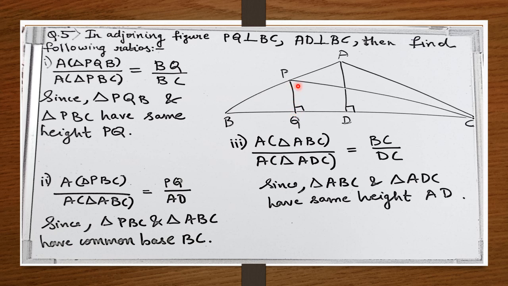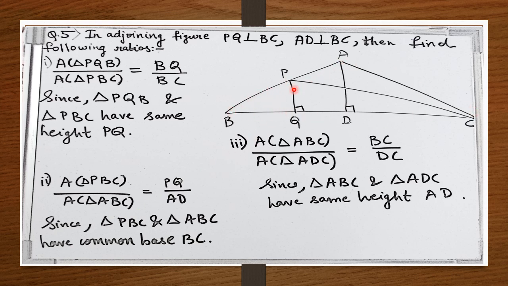So the ratio of the areas of these triangles should be the same as the ratio of their bases, and for PQB the base is BQ and for PBC the base is BC. So BQ upon BC, since triangle PQB and triangle PBC have the same height PQ. Simple. Now we don't have values of BQ and BC, so this is what we have to write. Done.